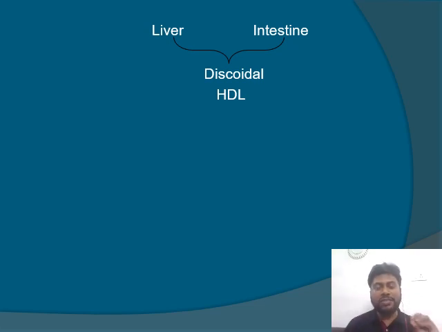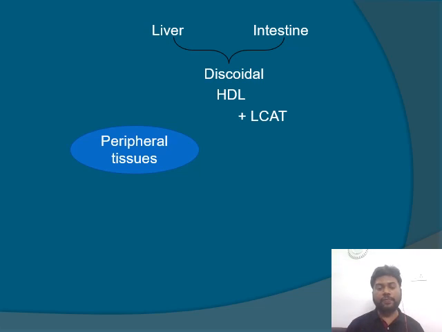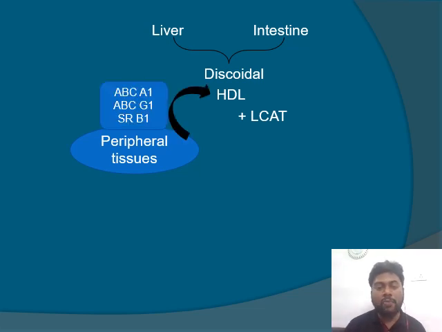This newly synthesized discoidal HDL, once it enters the circulation, binds to an enzyme called LCAT, lecithin cholesterol acyl transferase. After binding, it reaches the peripheral tissues. Once it comes close to the peripheral tissues, cholesterol from the tissues will be transferred to the HDL through any one of these transporters: ATP binding cassette protein A1, ATP binding cassette protein G1 or scavenger receptor B1. Through these receptors, the cholesterol molecules are transferred to the HDL molecule.